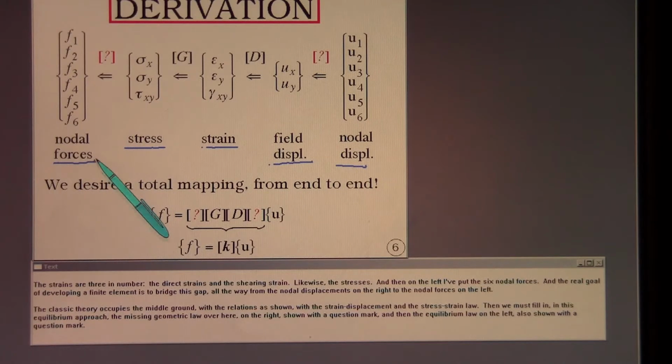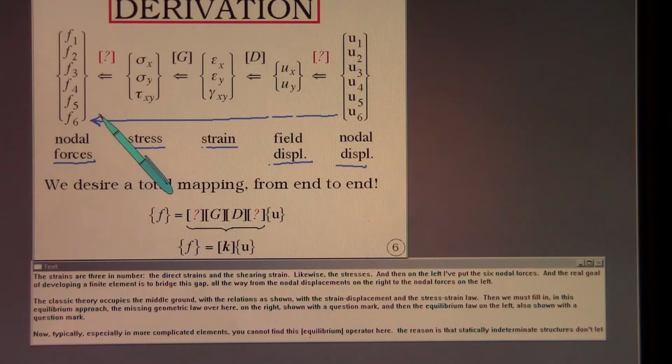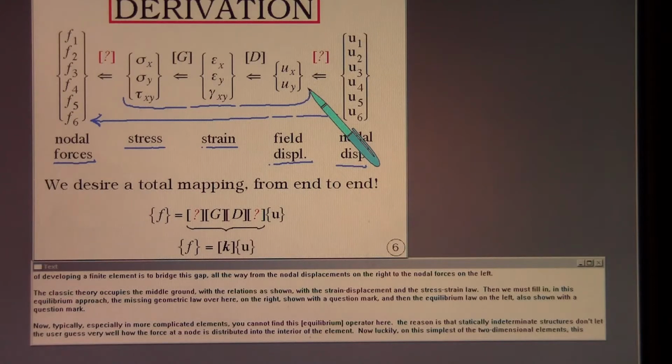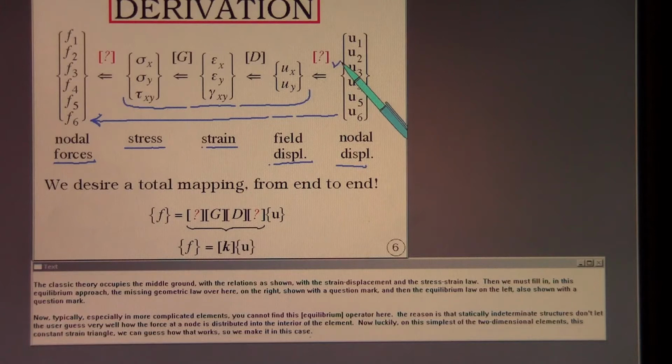And the real goal of developing a finite element is to bridge this gap all the way from the nodal displacements on the right to the nodal forces on the left. The classic theory occupies the middle ground with the relations as shown, with the strain displacement and the stress strain law. Then we must fill in the missing geometric law over here on the right, shown with a question mark, and then the equilibrium law on the left, also shown with a question mark.